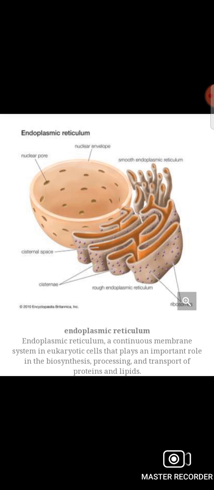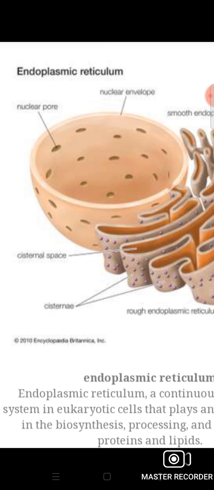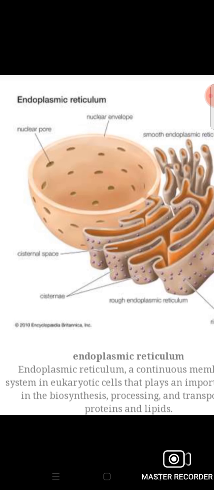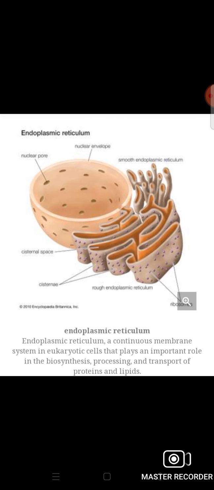The membranes of the endoplasmic reticulum are called the cisternae, as mentioned in the diagram, and the internal space of the cisternae is called the cisternal space. The main function of the rough endoplasmic reticulum is the synthesis, processing and transport of proteins and lipids. Smooth endoplasmic reticulum is involved in the formation of lipids.